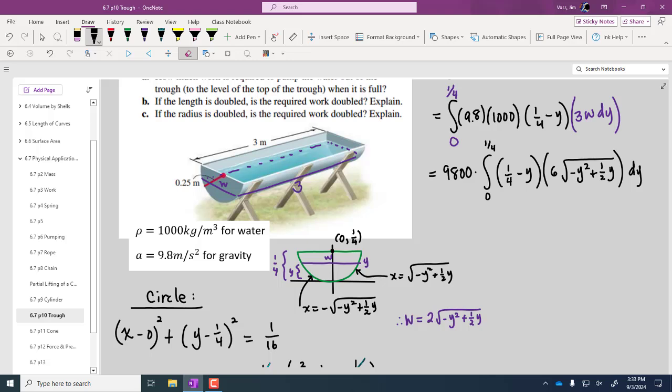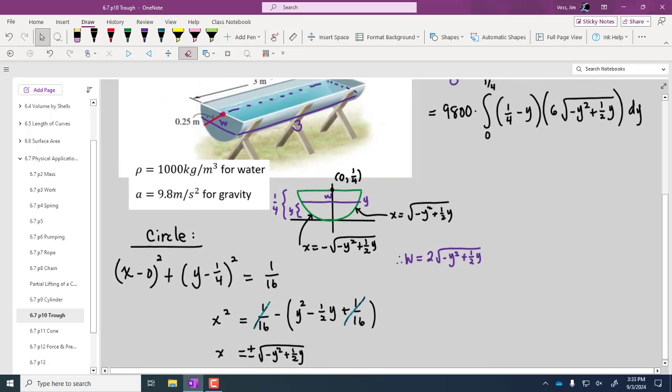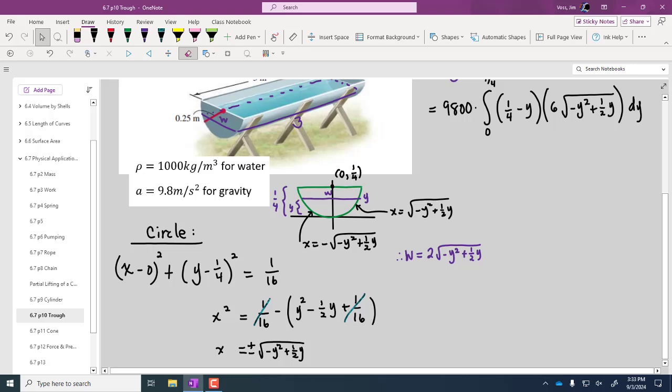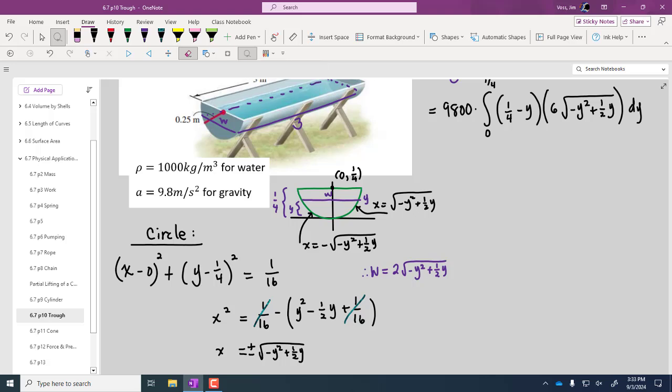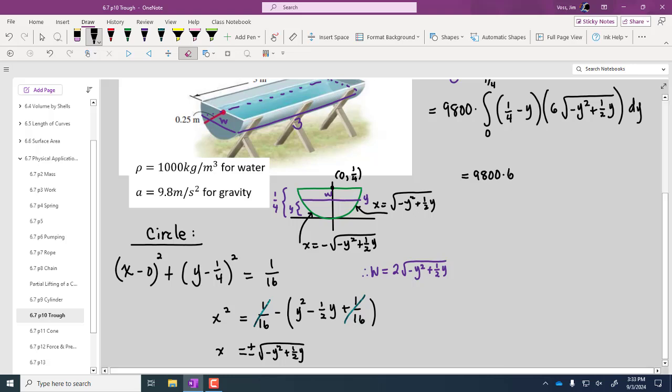All right. So let's factor the 6 out. So the 6 is going to come out. I should try to move some of this stuff over a little bit. So the 6 comes out and gets multiplied by the 9800. I tend to just wait instead of combining things right away because a lot of times there's division that will make things a little bit easier.